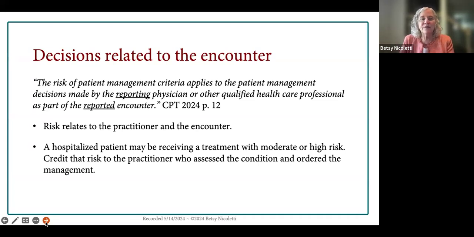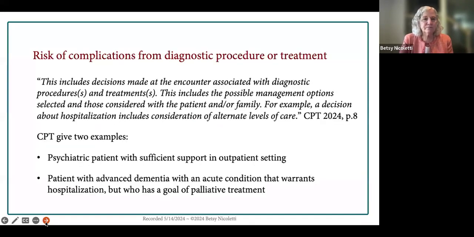And we want to think about that in terms of hospitalized patients, for example. We may have one of the specialists who's seeing the patient at that encounter who is ordering a specific procedure or treatment option with moderate or high risk. We're going to credit the risk to the practitioner who assessed the condition and ordered the management, not to everybody who sees the patient that day.